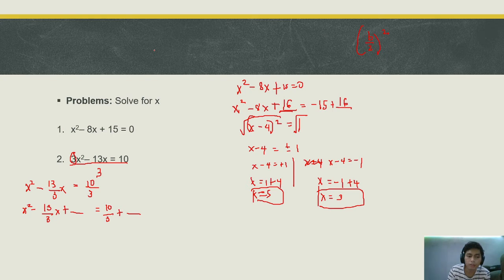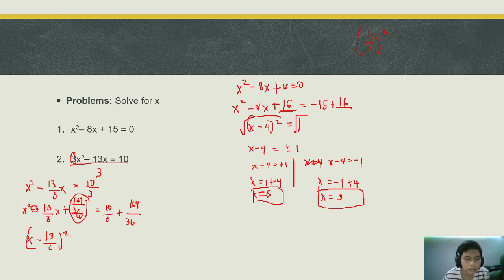(13/3) divided by 2 then squared is 169/36. And here as well is 169/36. So therefore, if you factor that out, what will we do? It's just, if it's minus here, it's also minus. Then the square root of this is 13/6.